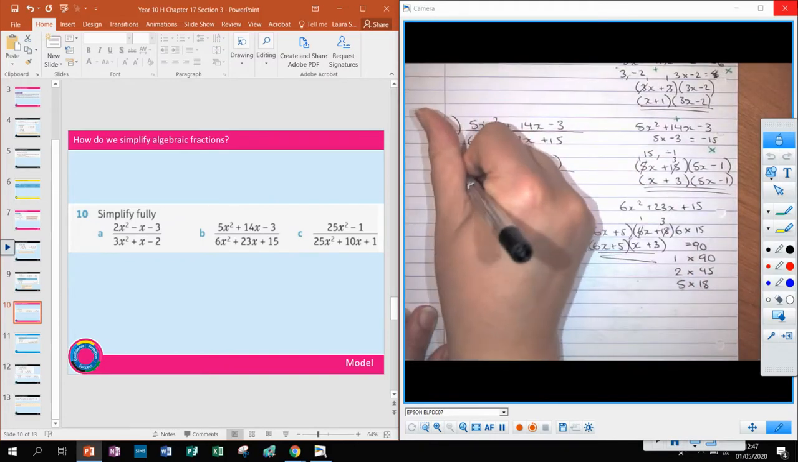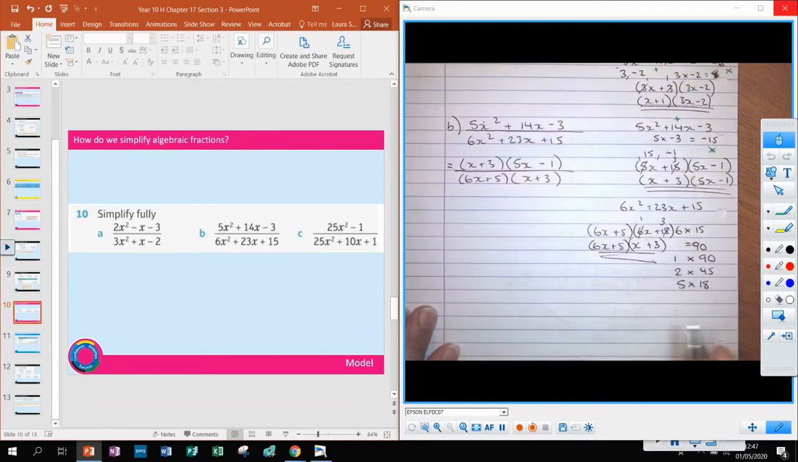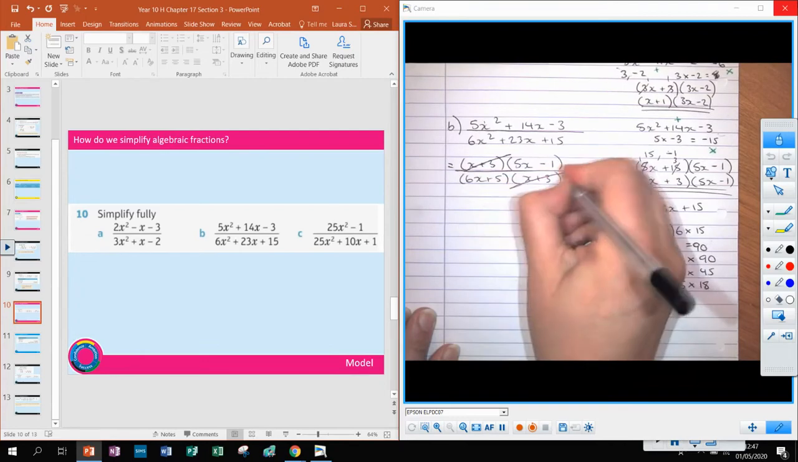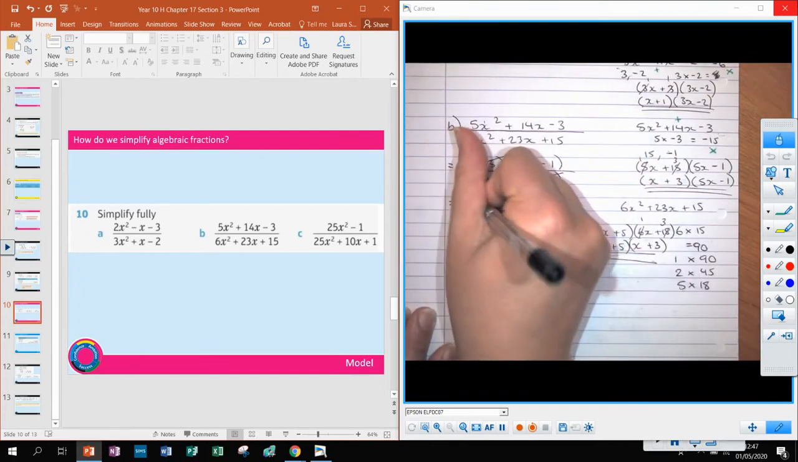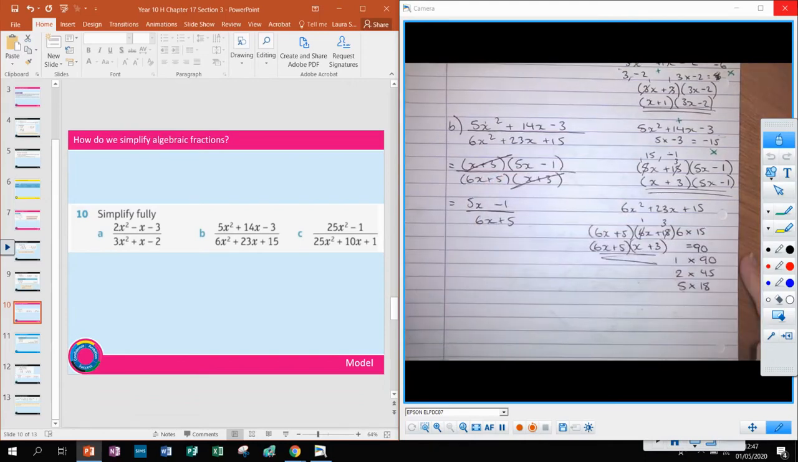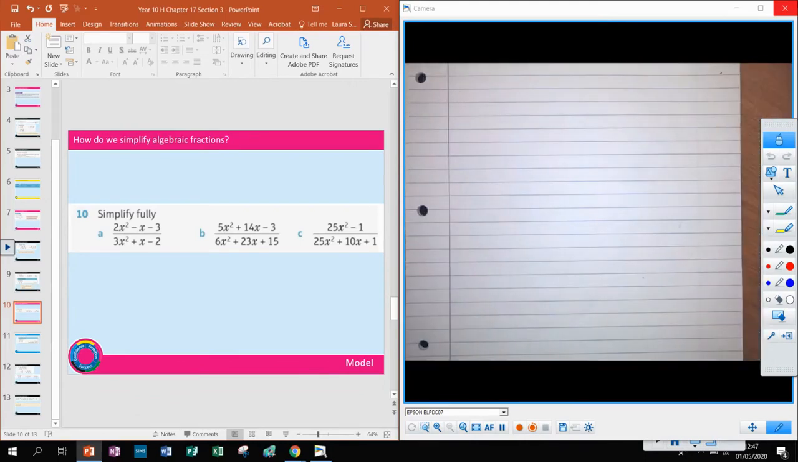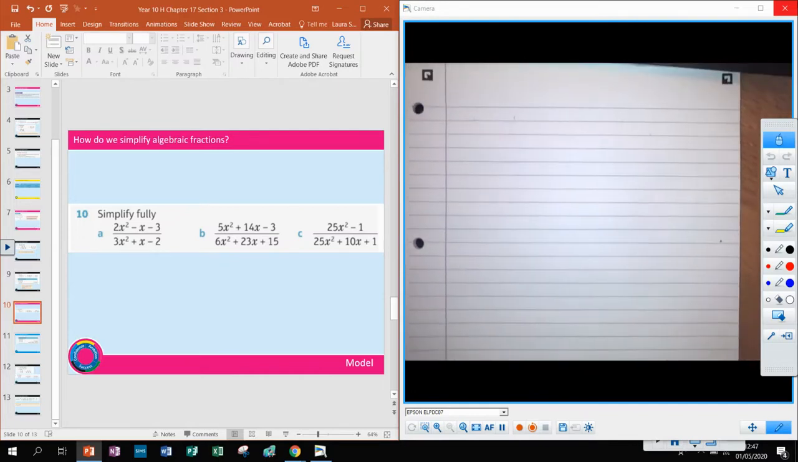Okay, so we had 6x plus 5 and x plus 3, and now we can cancel those two down, giving us a final answer of 5x minus 1 over 6x plus 5. Okay, so well done on that one. Right, one more example to go through as a group, and then I'm going to let you try the exam question, okay?